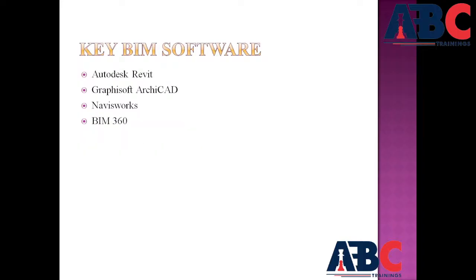Next one is about the key BIM software. What are the software tools that we use in BIM? In the modern architectural landscape, building information modeling has become one of the foundations of efficient and intelligent design. To implement BIM successfully, architects rely on specialized software tools that enable 3D modeling, data integration, collaboration, and coordination across the disciplines. Each BIM tool serves a unique purpose, from design and visualization to project management and clash detection. Let's look at the most essential BIM software platforms used by architects today.